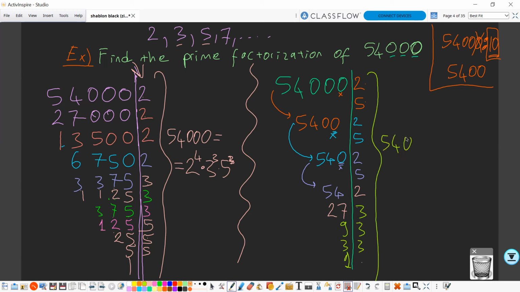So the prime factorization of 54,000 is going to be, how many 2s do we use here? Let's check. 1, 2, 3, 4. So 2 to the power of 4. How many 3s? We must use them orderly. 3 to the power of 3. And how many 5s have been used? Also 5 to the power of 3.